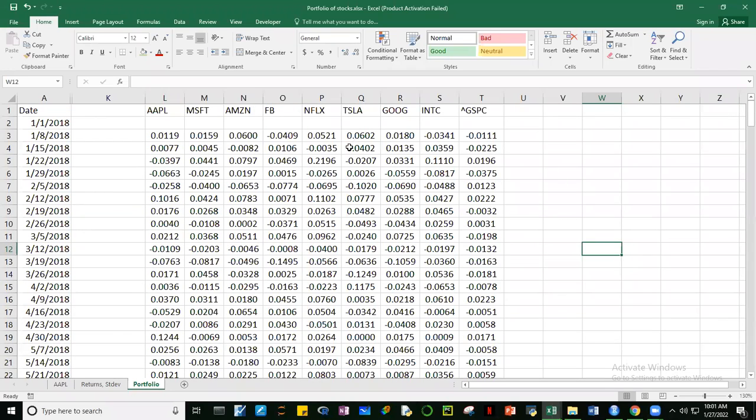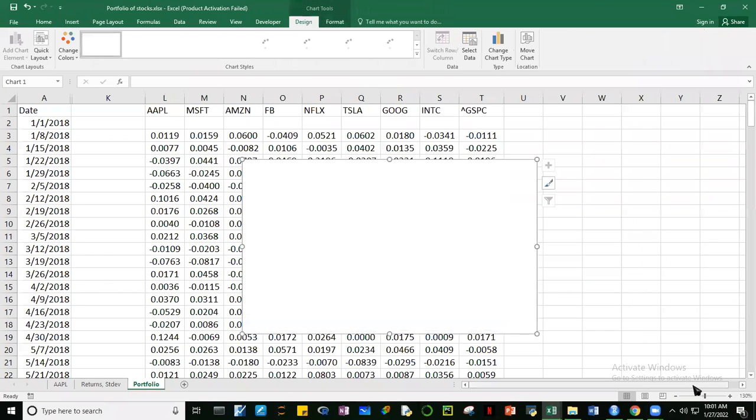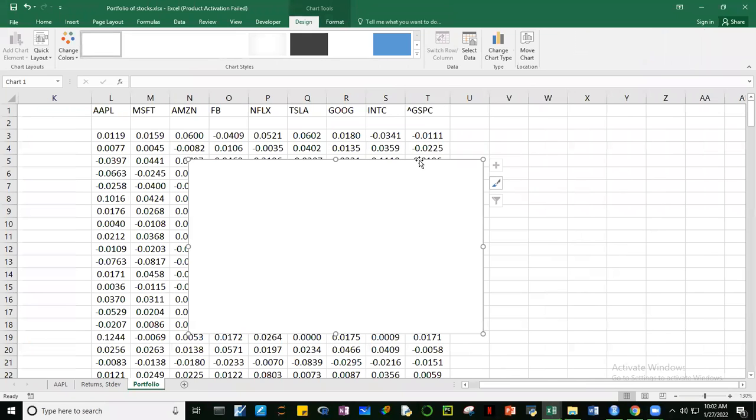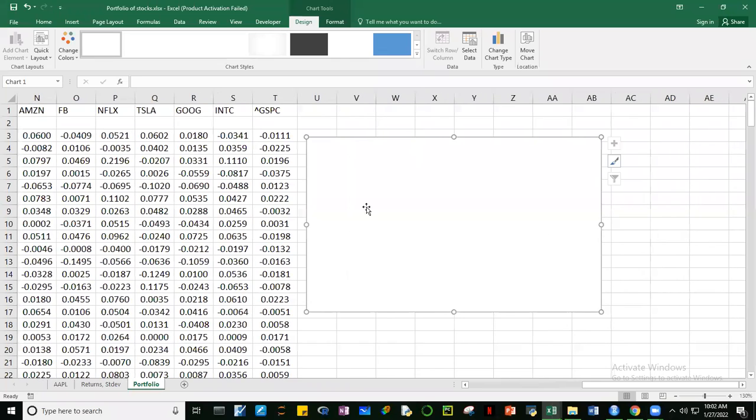Okay, so let's insert a plot. We're going to use the scatter plot, yung walang lines. Okay. So blank canvas muna tayo. Wala pang laman, so lalagyan natin ng laman to.